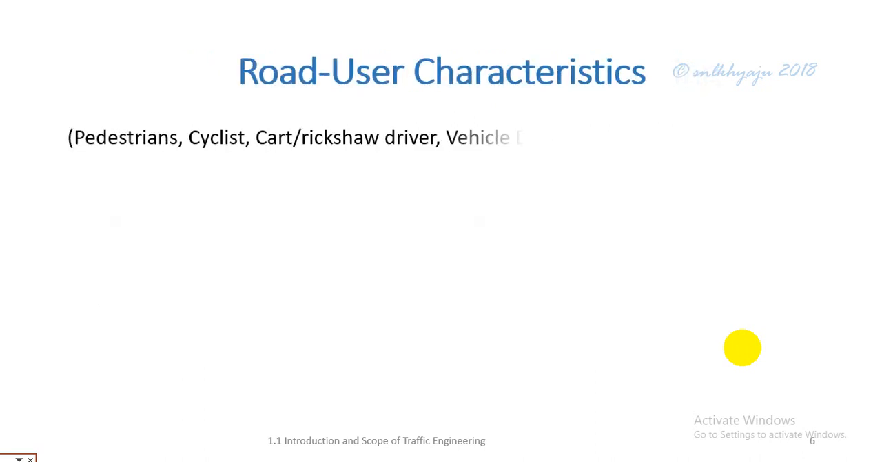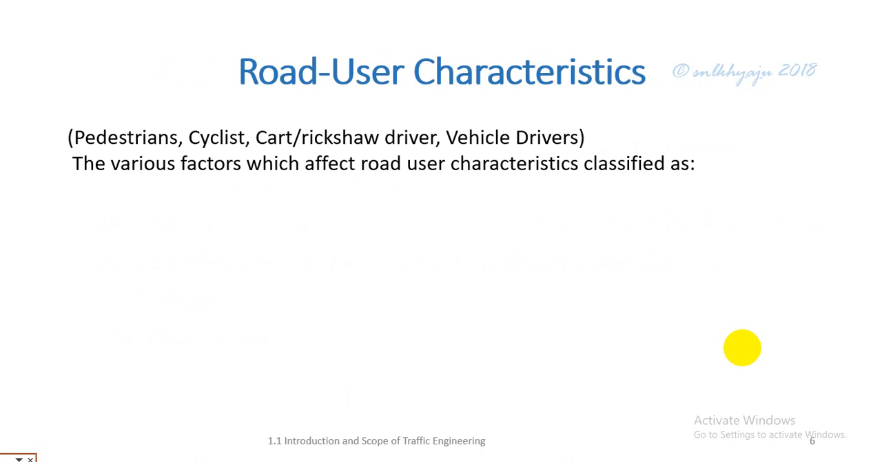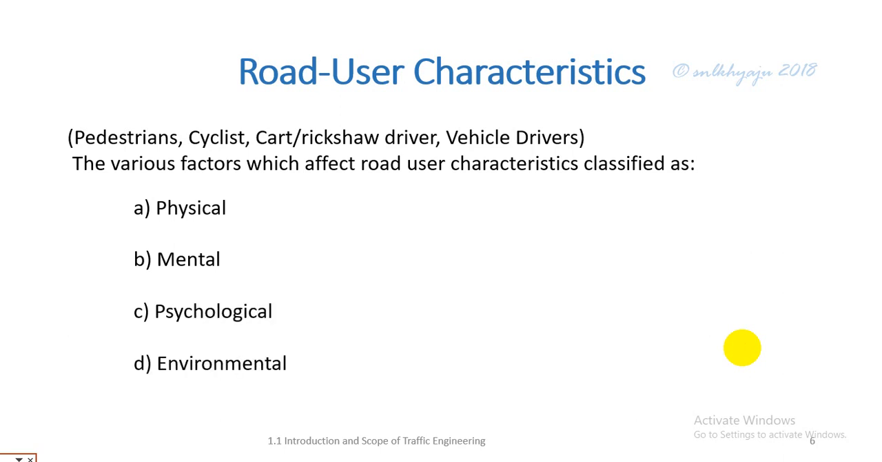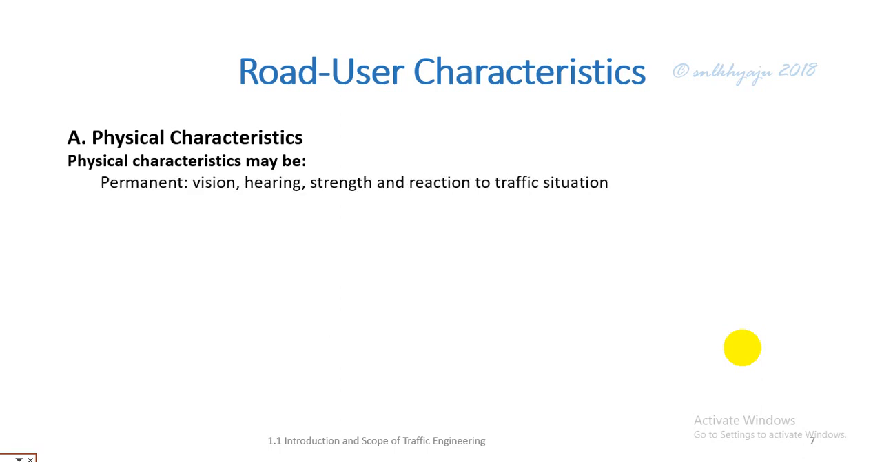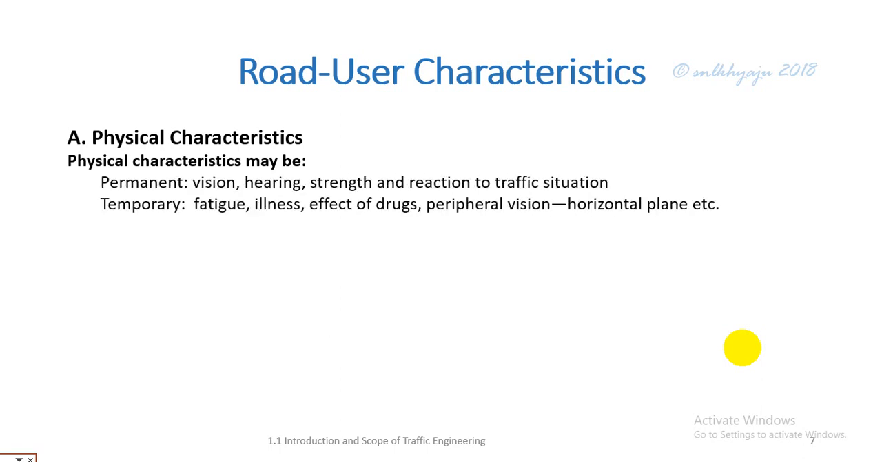Road user characteristics. Road user characteristics are pedestrian, cyclist, car, rickshaw driver and vehicular driver. The various factors that affect road user characteristics are classified as physical, mental, psychological and environmental. Physical characteristics may be classified as permanent and temporary. Permanent: vision.